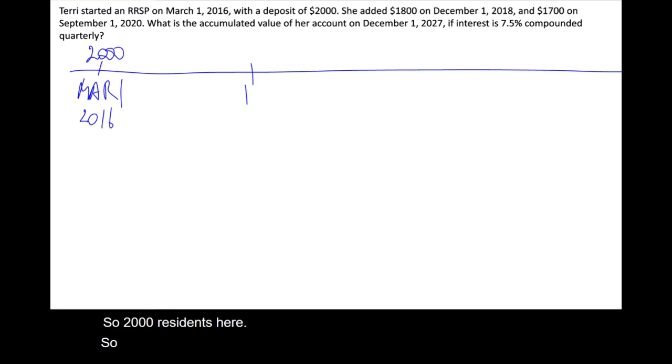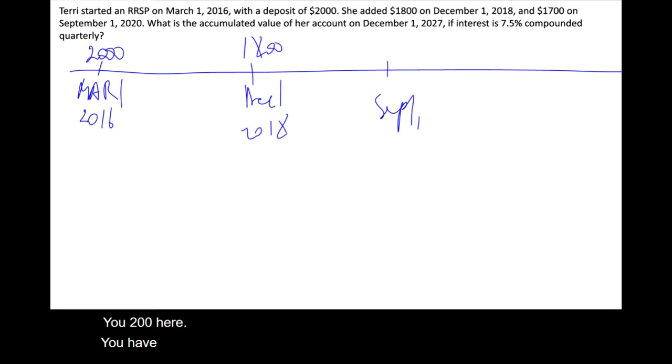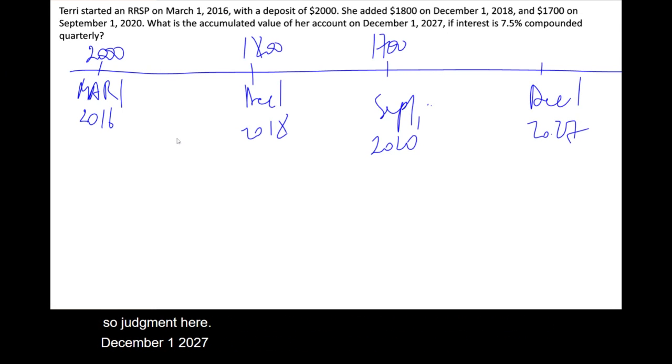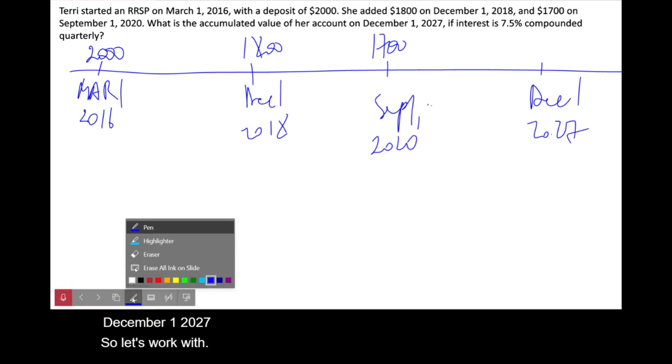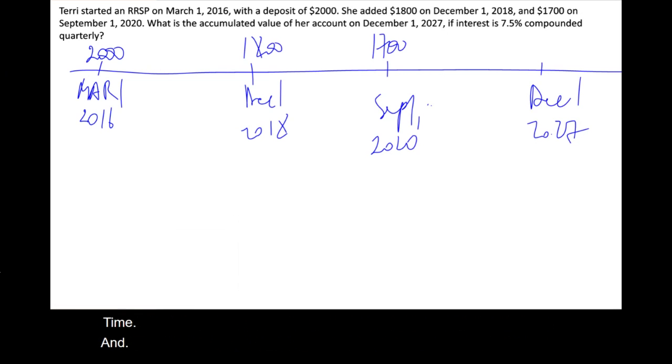I have December 1, 2018, and we add 1,800 here. I have September 1, 2020, and I add 1,700 here, and I have December 1, 2027. So let's work with time, and let's do our basic preparation.